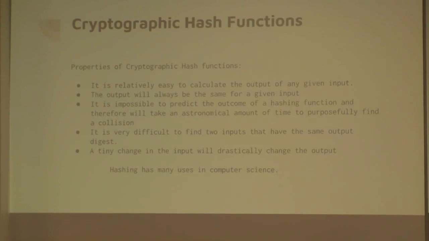So a few things that we have to make sure of is that it's relatively easy to calculate the output of any given input. The output will always be the same for any given input. So if we take one book and put it through the hash function multiple times, every single time we'll get the same exact output. We also have to be sure that it's impossible to predict the outcome of a hashing function. So when I have a book, we have to make sure that it's mathematically unfeasible with our current knowledge of math and our current computers to be able to tell ahead of time what the hash will come out to be.